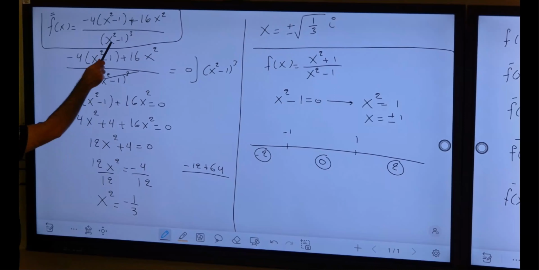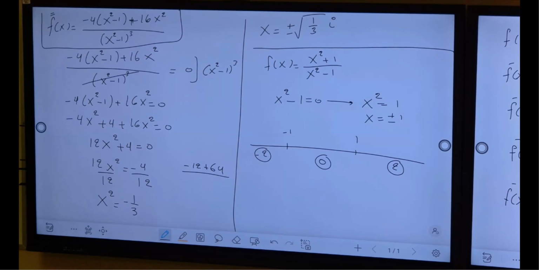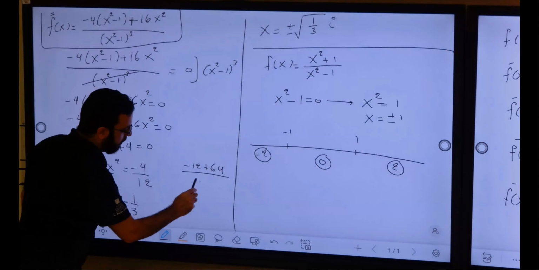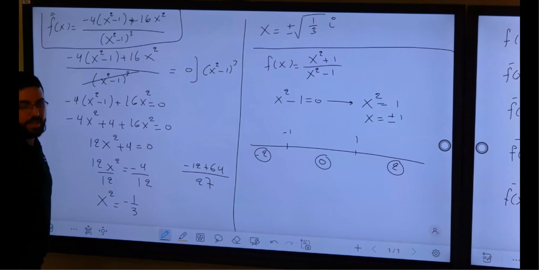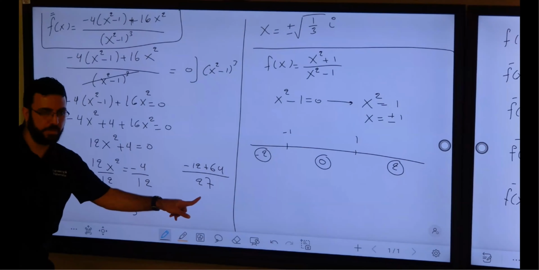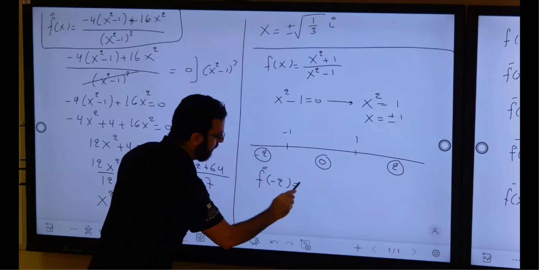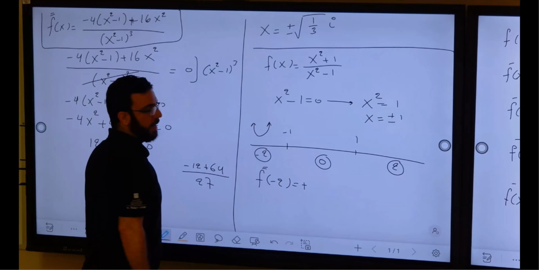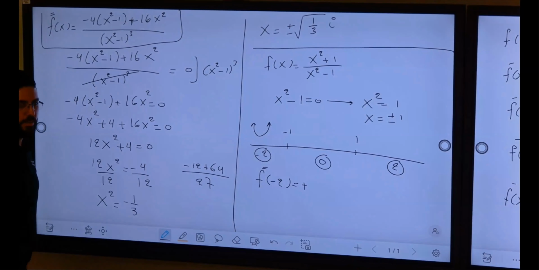Now on the bottom here, -2 squared is 4 minus 1, 3. 3 cubed, 27. Now positive divided by positive is what? That means f double prime of -2 is going to be a positive number. So this one is concave up. You know what I'm doing? Or are you lost?